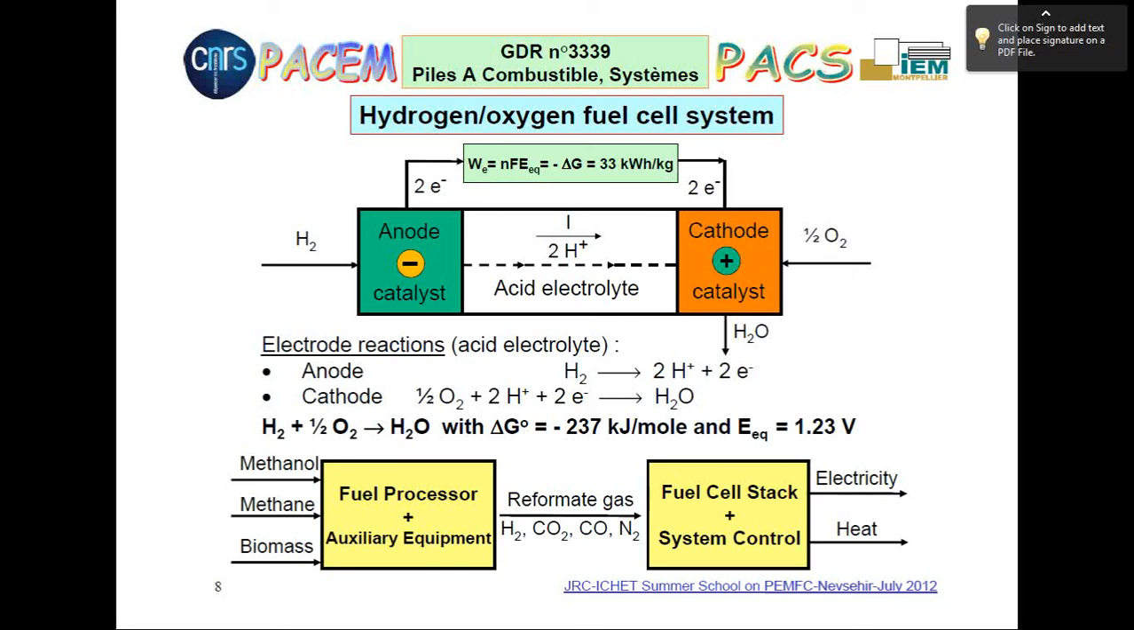In fact, the fuel cell stack is made of many elementary cells in series, which are coupled together with a bipolar plate to have the right total stack voltage. For example, if you take roughly 1 volt for the cell voltage, if you need 100 volts, you put 100 elementary cells in series. And the current is the same in all the elementary cells. And you have to control the fuel processor and the fuel cell stack. So it's a very complex system.